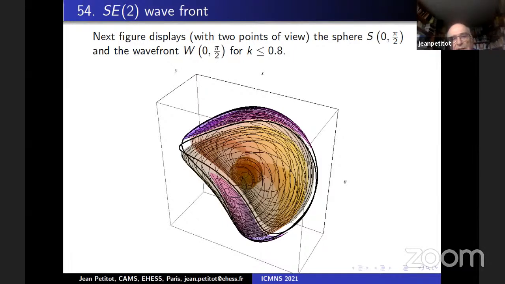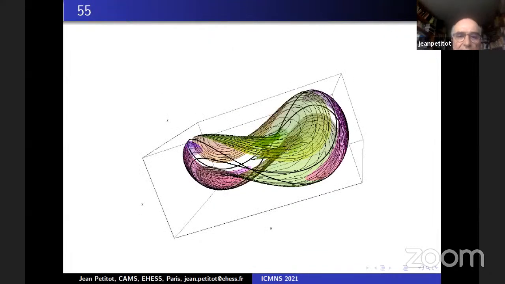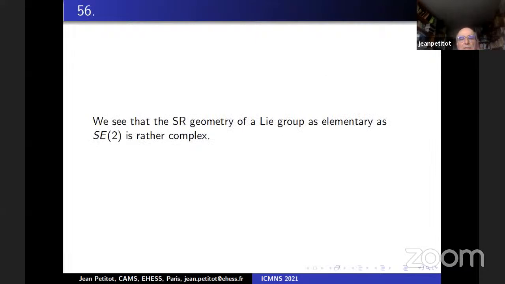So here you see how the C1 strata and the C2 strata are glued together by the intermediary of the C3 strata. And here is another perspective. And by transparency, you see, as in the Heisenberg group, the circles of cusps converging to the origin. Okay, and so we see that the sub-Riemannian geometry of a Lie group as elementary as SE2 is rather complex.